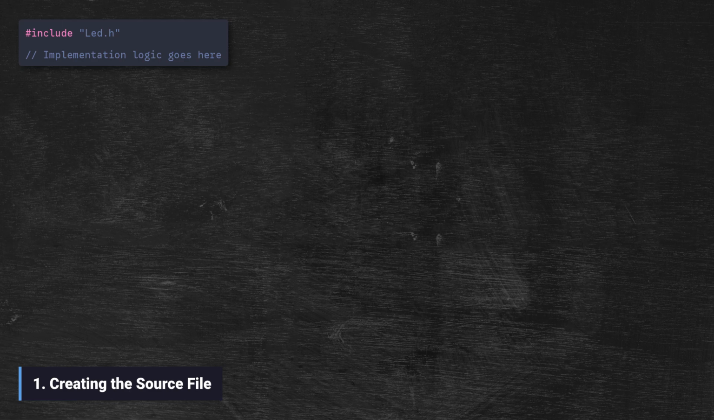First, we create a new file named lead.cpp. The very first thing we must do is include our header file. By using double quotes instead of angle brackets, we tell the compiler to look for the file in our local project folder.